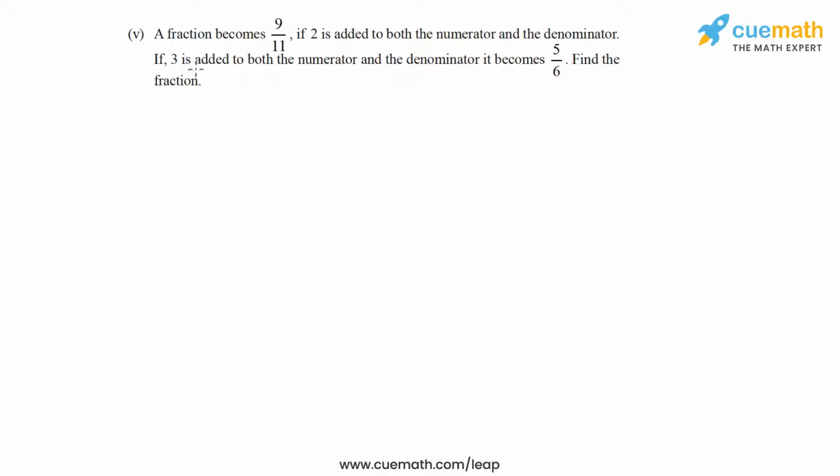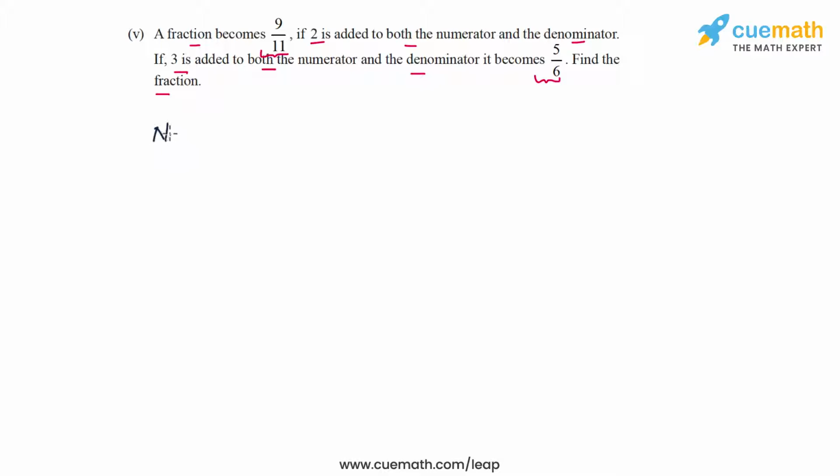The fifth part of this question says a fraction becomes 9 by 11 if 2 is added to both the numerator and the denominator. And if 3 is added to both the numerator and the denominator, it becomes 5 by 6 instead. Find this fraction. So clearly the fraction is the unknown, and actually there are two unknowns. The numerator and the denominator are both unknowns.